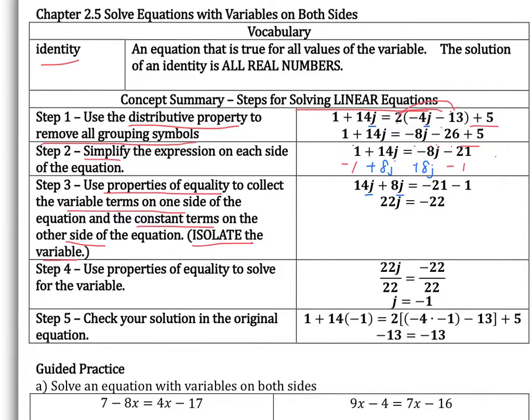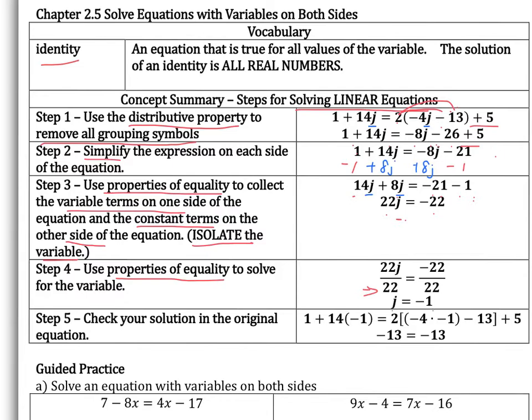Therefore, I get negative 21 minus 1 on the right-hand side. Now I can combine my like terms on either side of the equation. 14 plus 8 gives me 22j. Negative 21 minus 1 gives me negative 22. Now I can continue to solve for the variable j using the properties of equality, in this case the division property of equality. Now I'm going to divide by 22 on both sides of the equation to get j equal to negative 1.